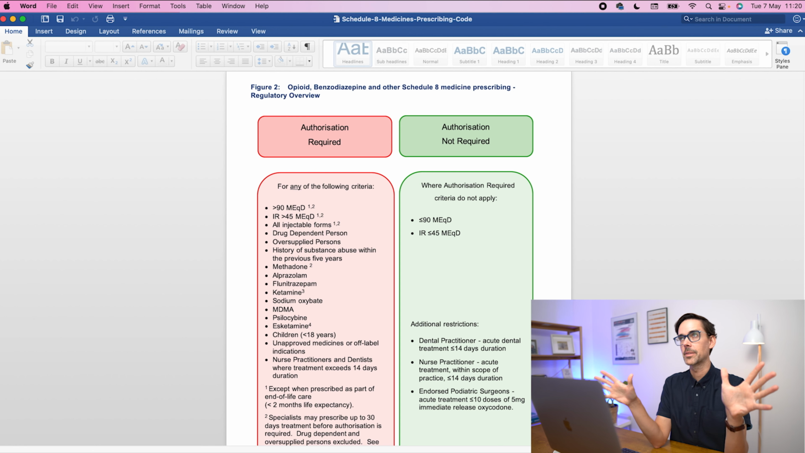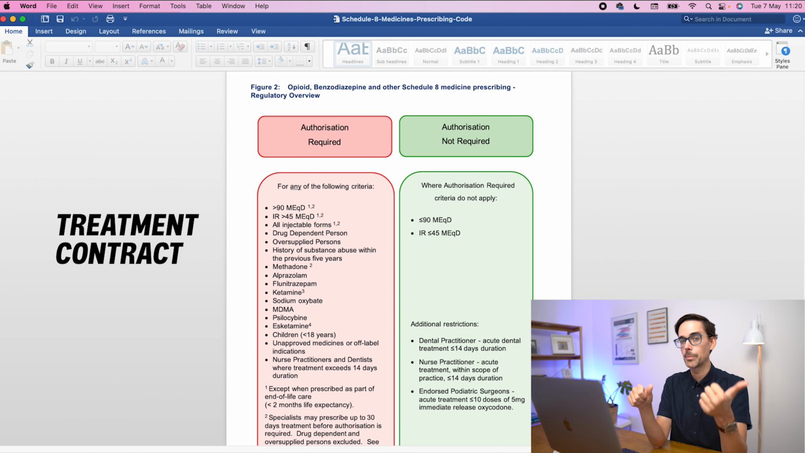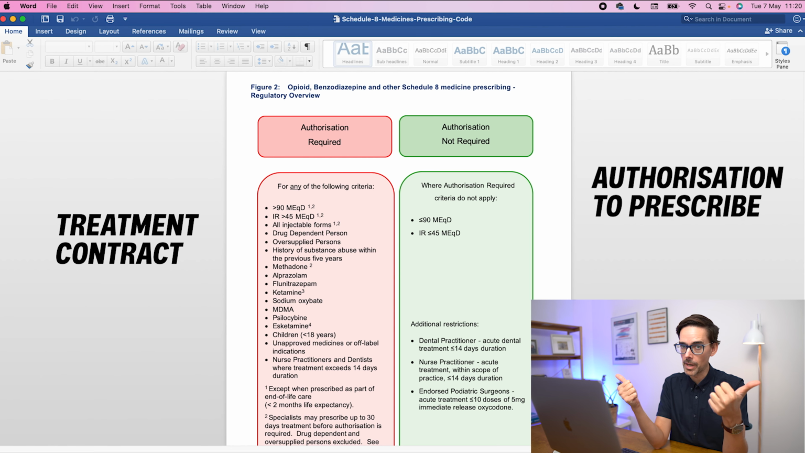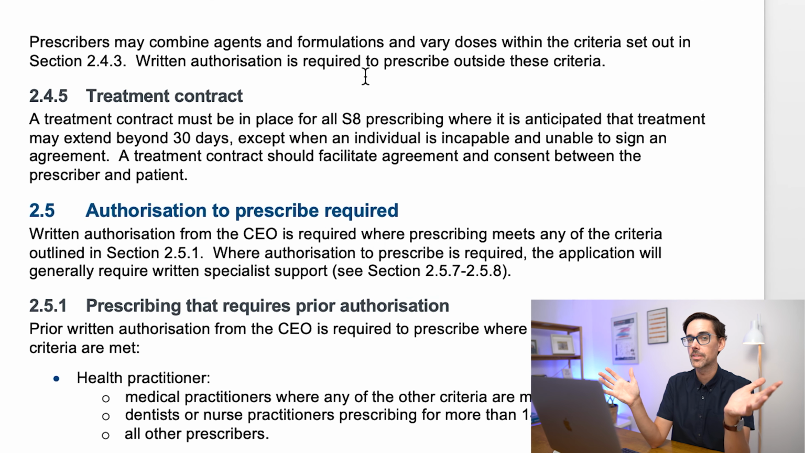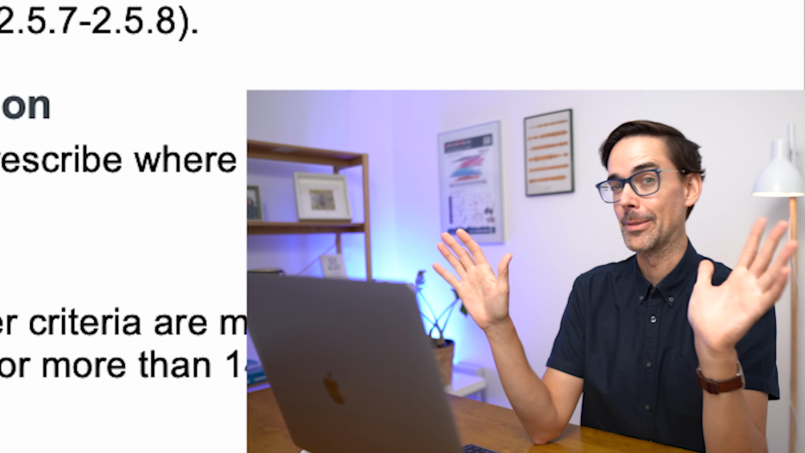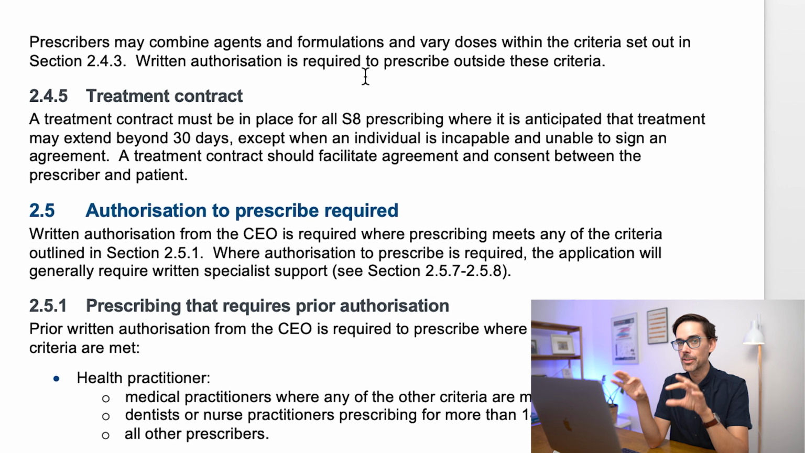Now, I guess there are 2 things to point out here that are really, really important. And the first thing is a document called a treatment contract. And the second thing is a document called authorization to prescribe. And the treatment contract is described in section 245. That felt very cool. It felt like legal speak. The paragraph here is super short.